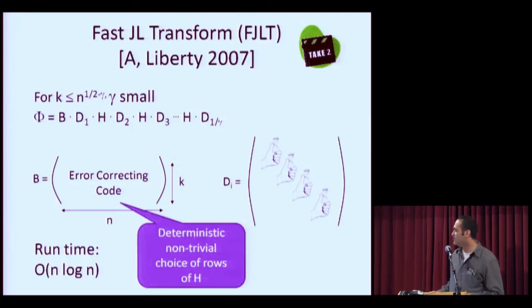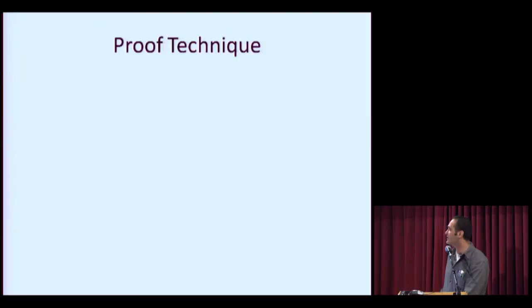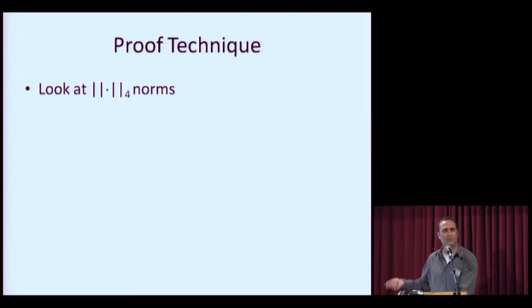So the running time, as you can see, is order of n log n for fixed gamma. Okay, so it works up to k equals, say, n to the 0.49. You get running time order of n log n. And what's the proof technique? I can say very little about it. Instead of looking at the L infinity norm that was used in the first analysis, you look at the L4 norm.